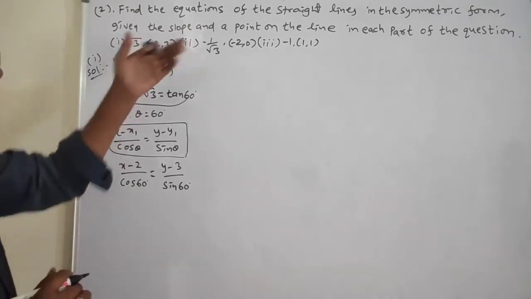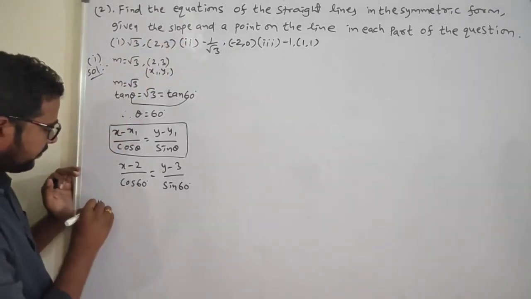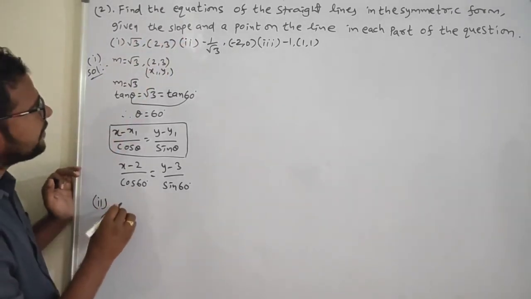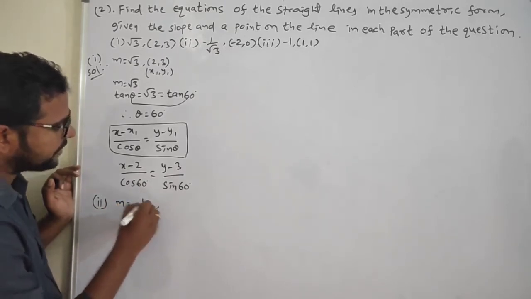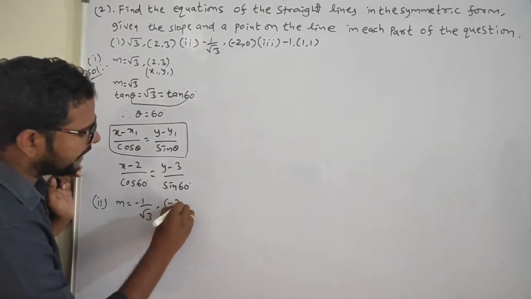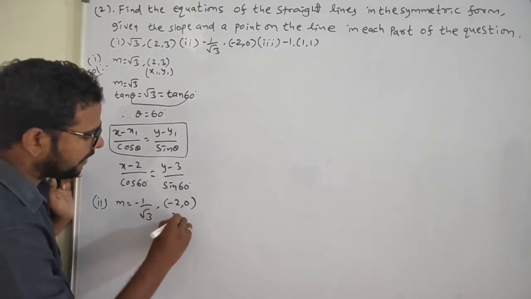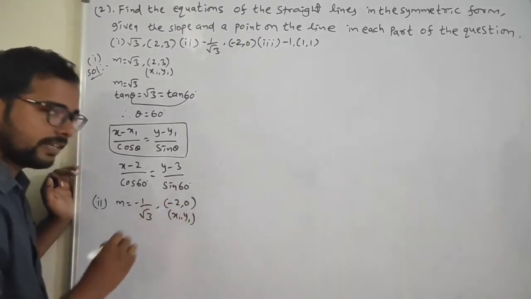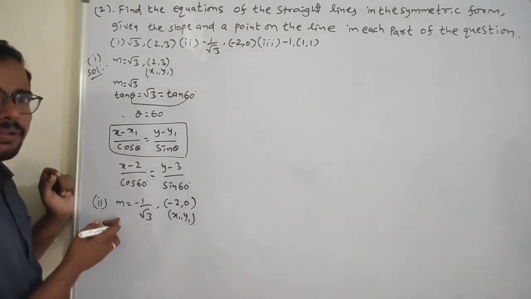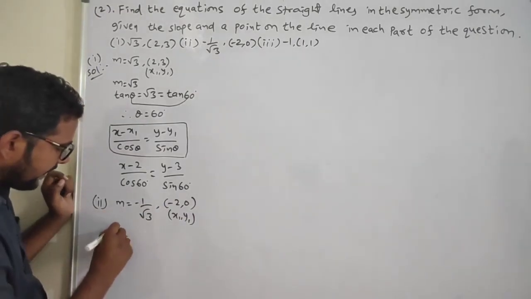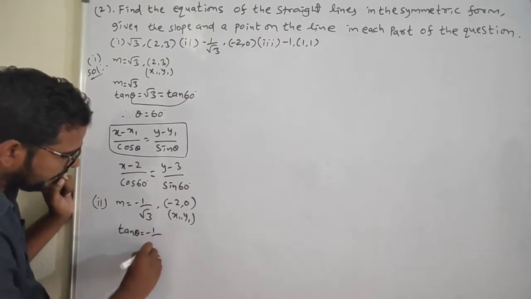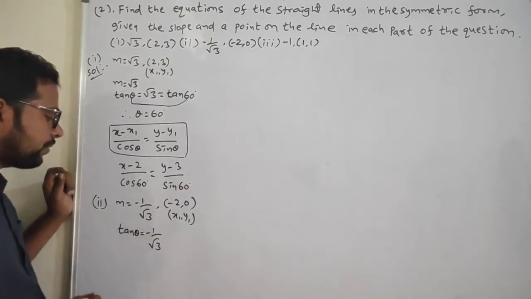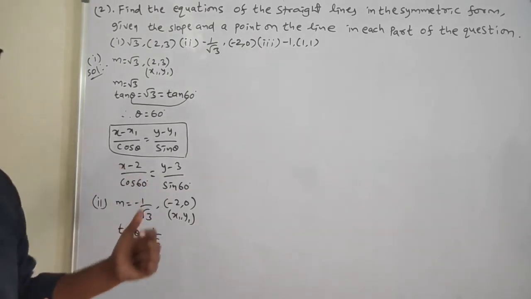Now second question, what is given? Slope m is equal to minus 1 by root 3, and point given minus 2 comma 0, x1 y1. Now we can find the theta by using m equals tan theta formula. So tan theta is equal to minus 1 by root 3. అంటే మైనస్ 1 బై రూట్ 3, tan లో ఏ theta కోసం చెక్ చేసుకోవాలి మనం.